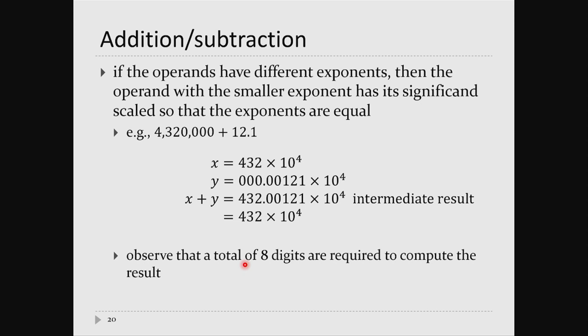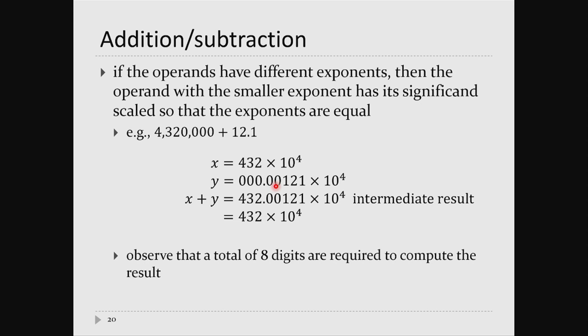OK, now, here's where things really get strange. If the operands have different exponents, then you take the operand with the smaller exponent and scale it so that it matches the other exponent. So 4,320,000, 4.32 million, that's 432 times 10 to the 4. 12.1 is 121 times 10 to the minus 1. But I now have to scale it so that the exponents match. So when you do your scaling, you get that, which you can easily confirm by doing a little bit of math.